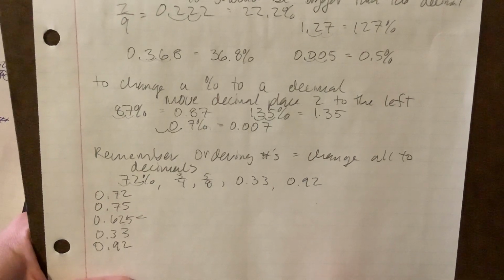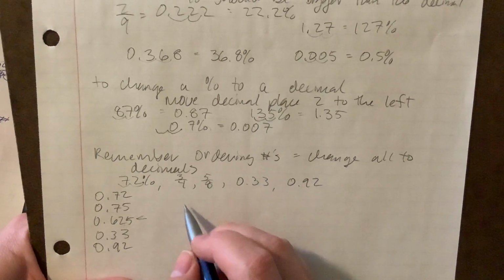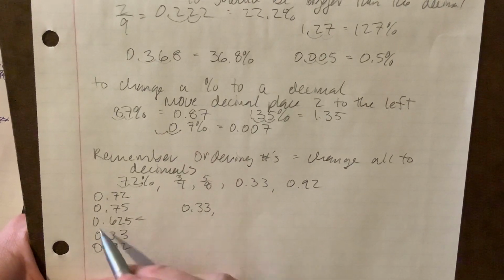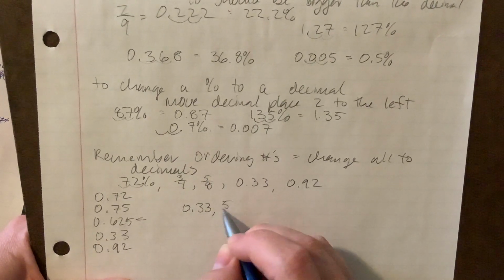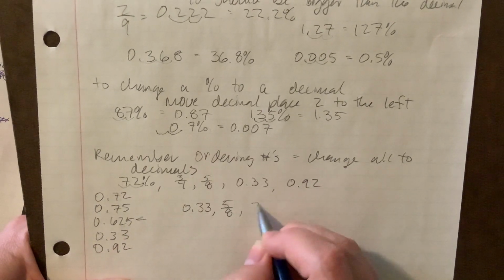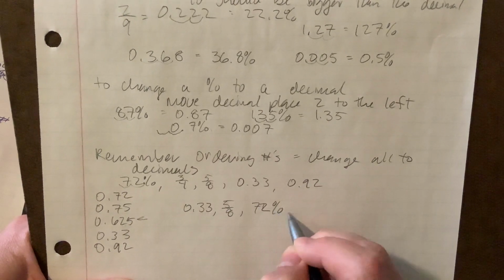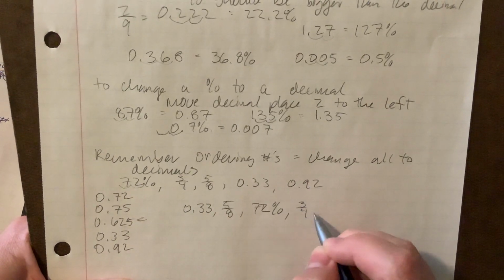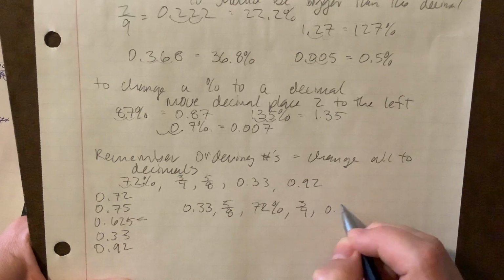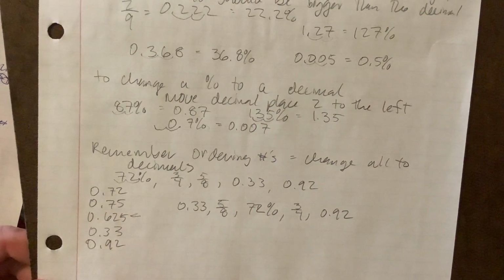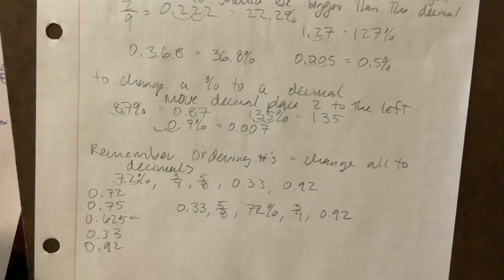If we just put these in order like we've done in the past, smallest is 0.33. Then next is the 0.625, which is the 5/8. Then next is the 72%. Then next is the 3/4. And the last one is 0.92. Okay? So that's our introduction or reminder of what a percent is.